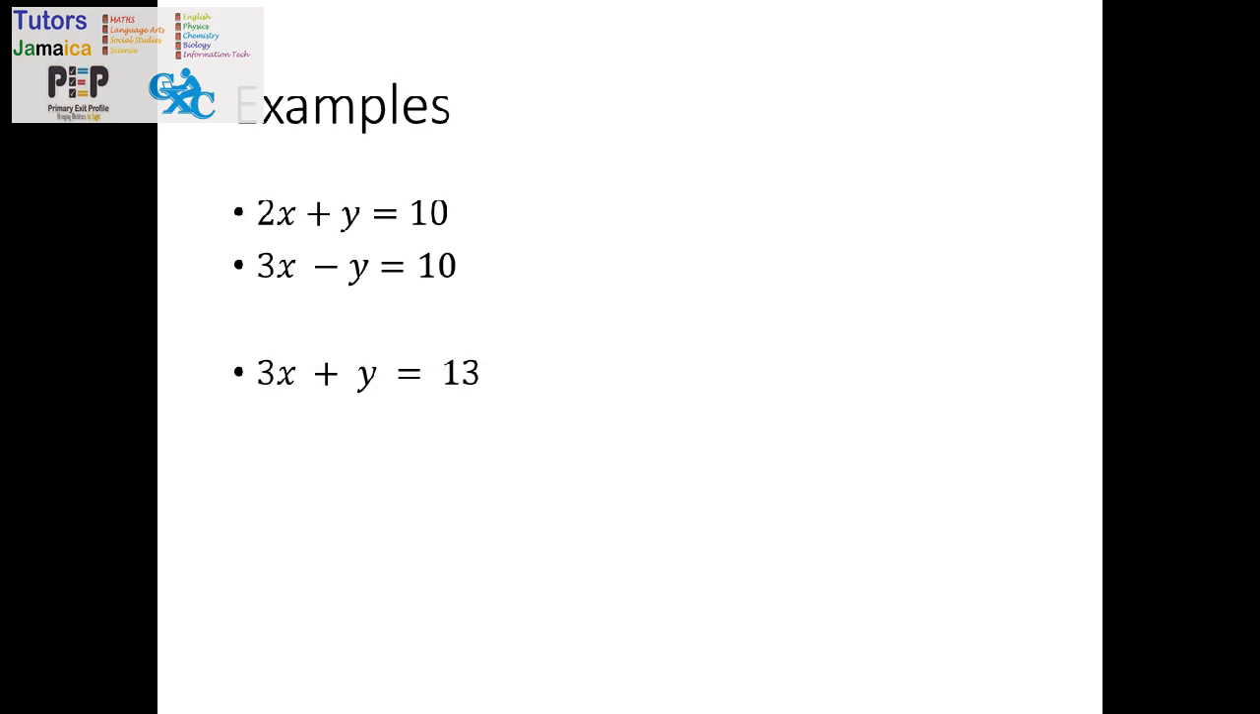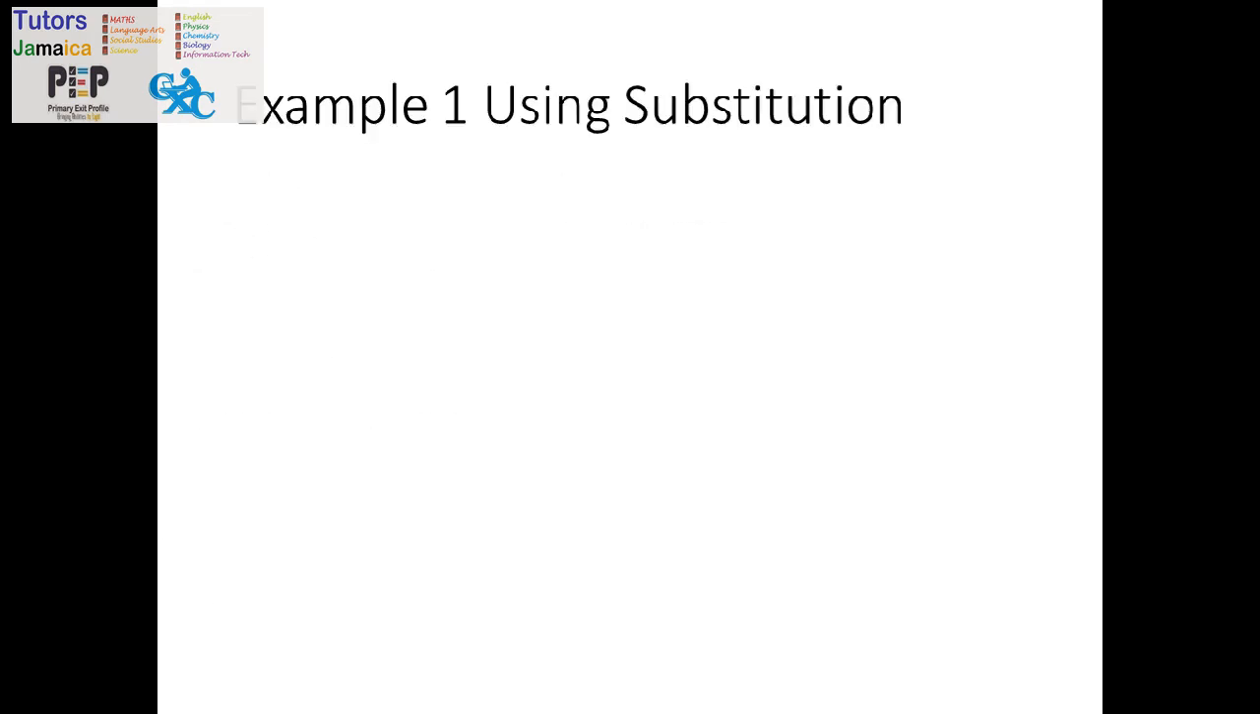Another example, 3x plus y equals 13, 5x minus 2y equals 7. That's the second example that we're going to work, example 2. And our final example for today, 2x plus 4y equals 10, 2x plus y equals 4. We're just going to jump right in, and we're going to solve example 1 using the substitution method. So let me show you.